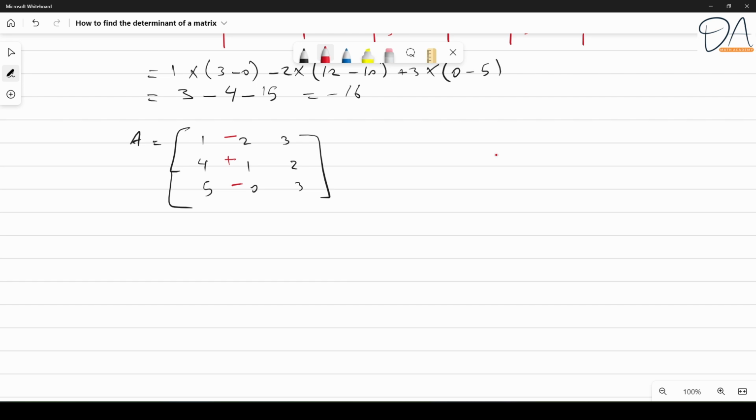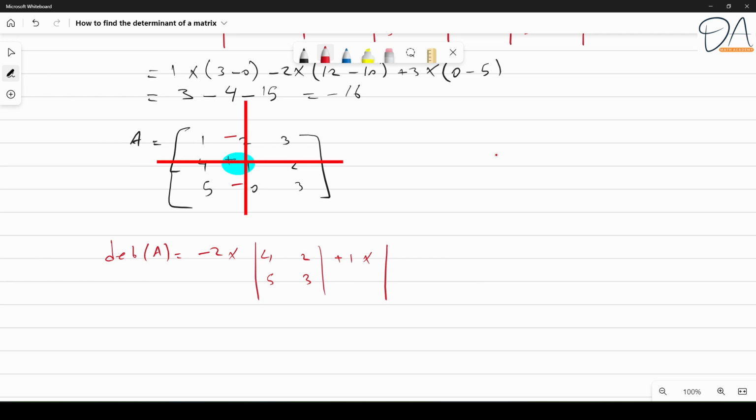Now we are expanding using the second column. So again, we take the first element in that column, minus 2 times. Again, we create a determinant by eliminating the column and the row for that element. So you get 4, 2, 5, and 3. Then you take the second element in the column, which is 1 times. Again, eliminate the row and column for that element. So what we'll have is 1, 3, 5, and 3.